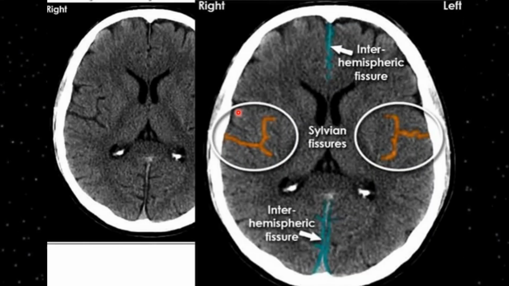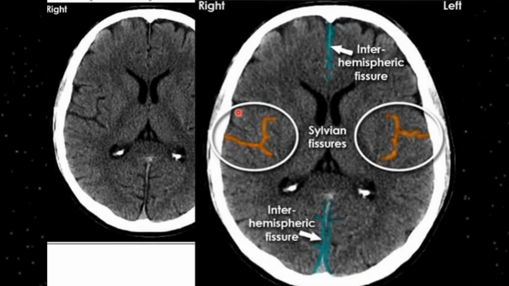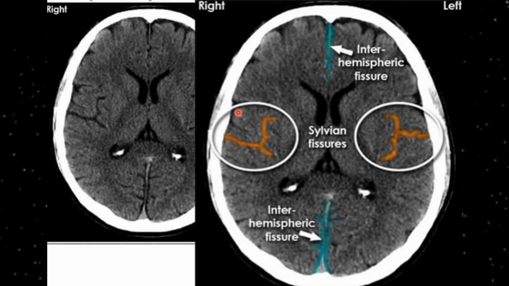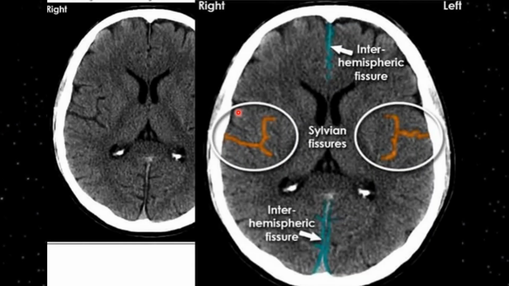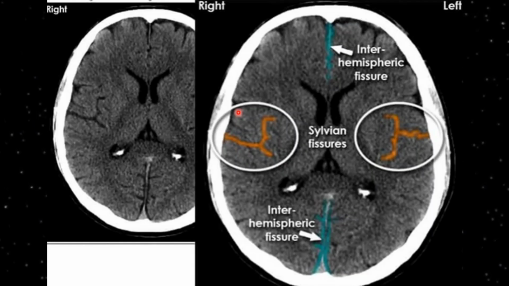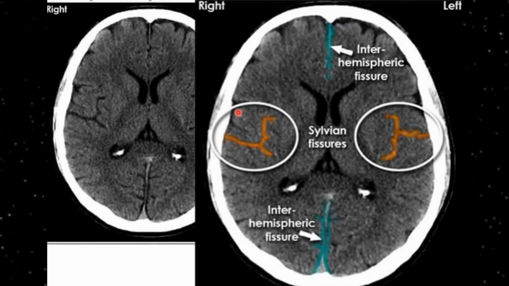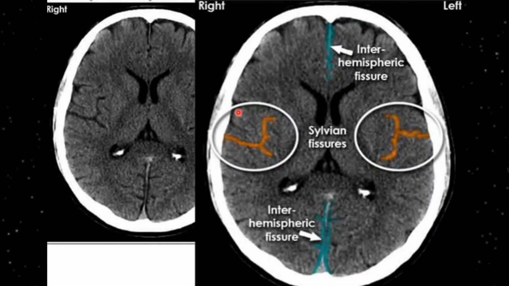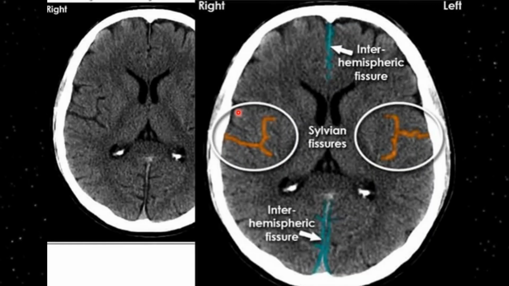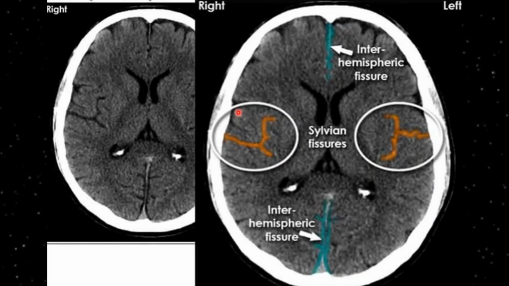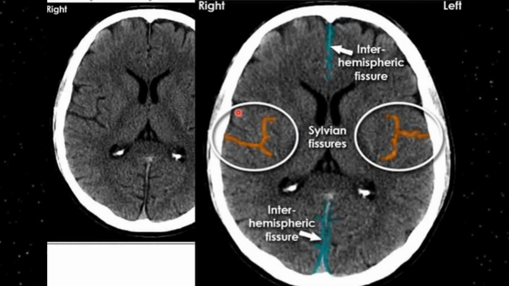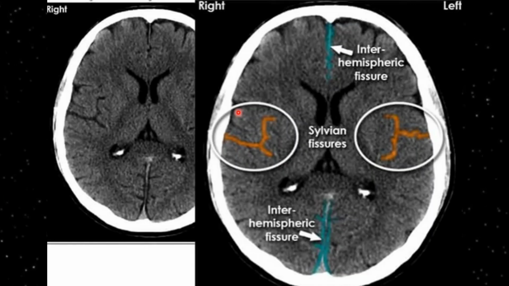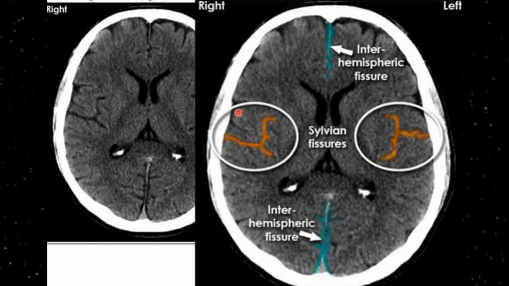Here we are back to axial images, and on these axial images you can appreciate a very big sulcus or fissure at the lateral aspect of the cerebral hemisphere, and this is called the Sylvian fissure. The Sylvian fissure separates the temporal lobe from the rest of the brain. So anterior to it there would be either the frontal lobe or parietal lobe, and below it would be the temporal lobe.